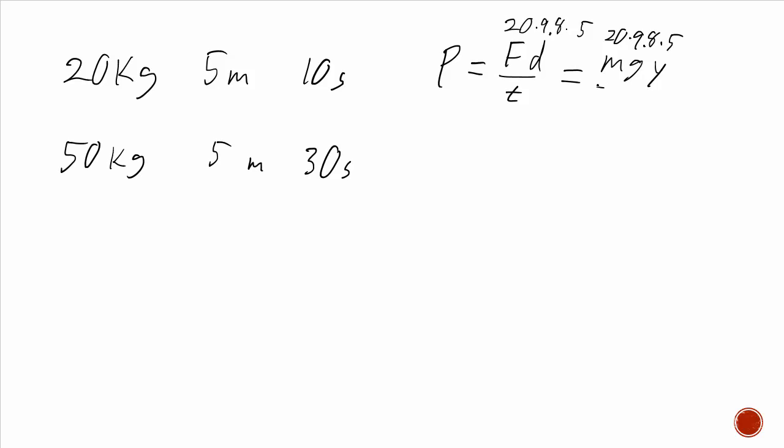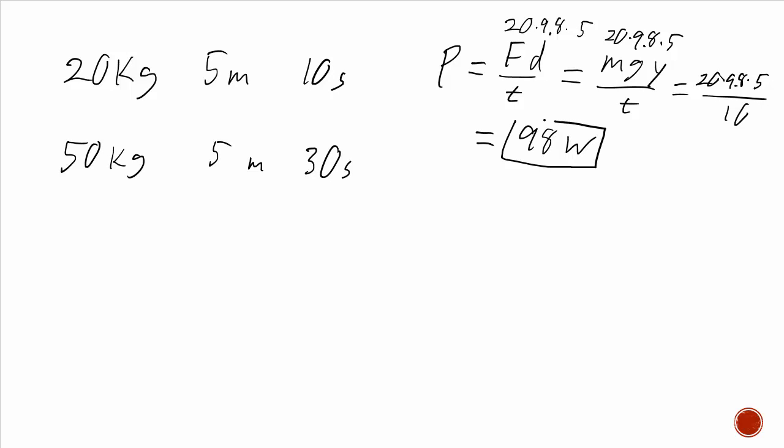So either way, we're going to have 20 times 9.8 times 5, and let's just write it one more time in case you haven't seen it enough, divided by 10. And that is going to give us a power of 98 joules per second, or 98 watts of power required to do that task in that amount of time. I'll call this P1, call this situation 1.